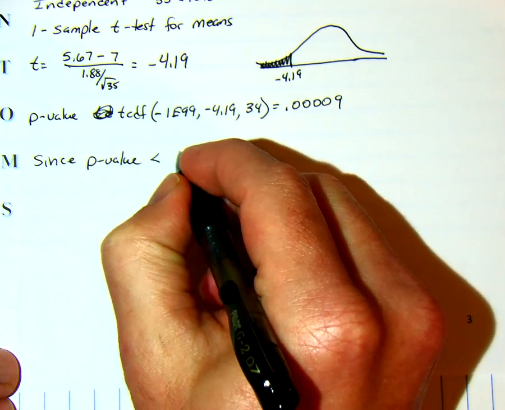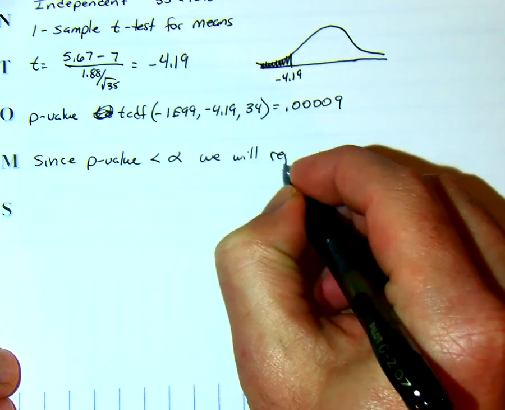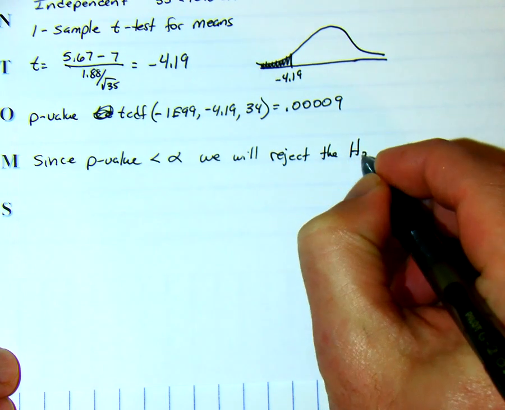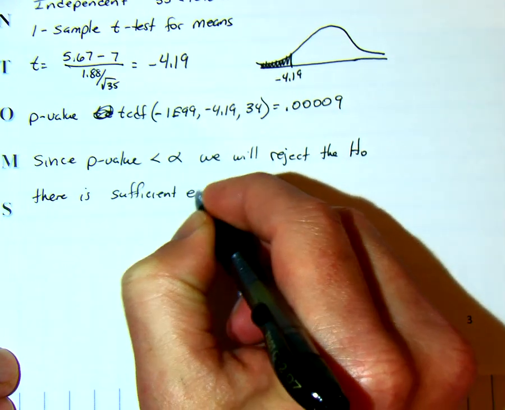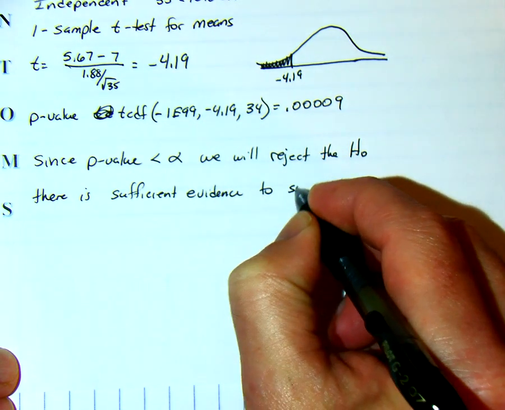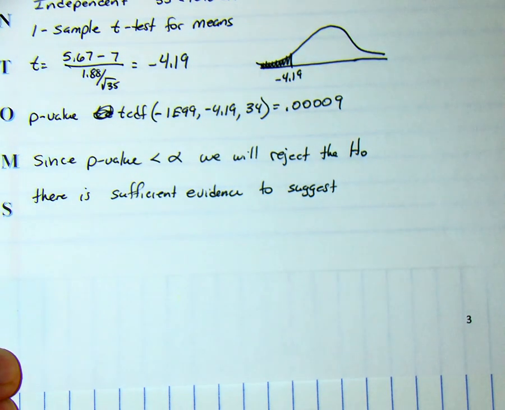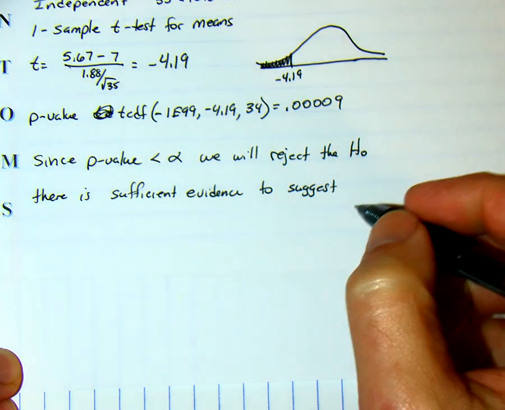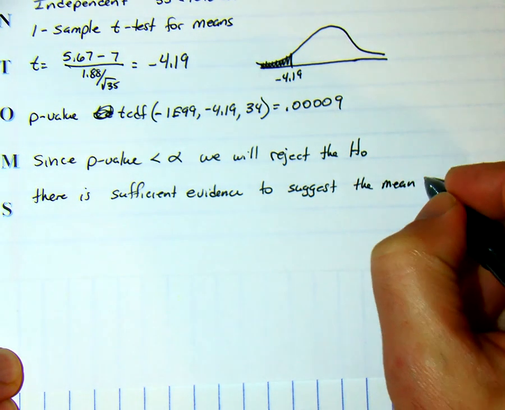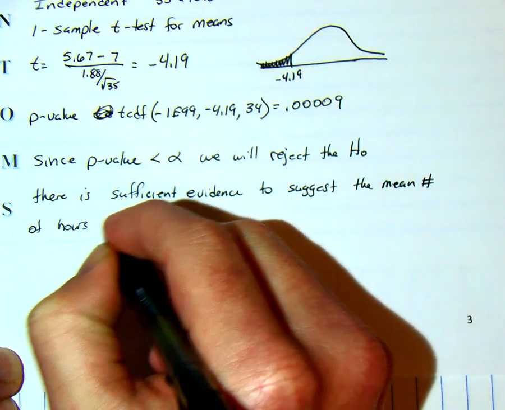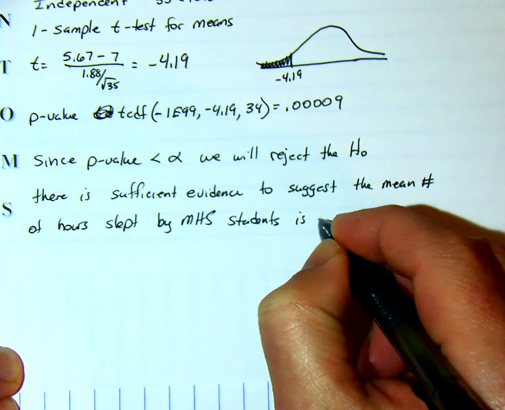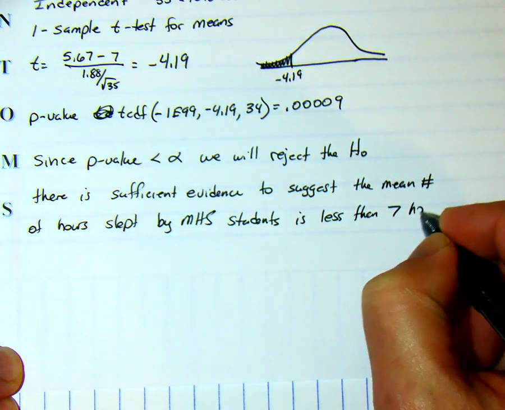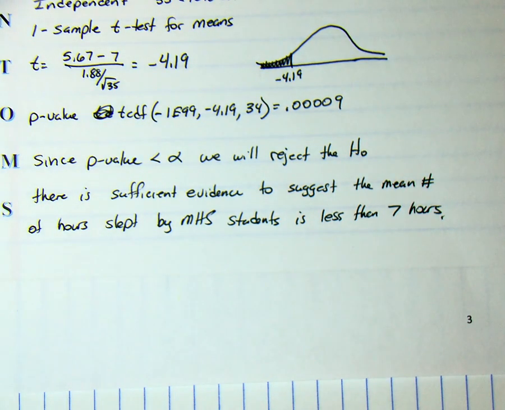So since our p-value is less than alpha, we will reject the null hypothesis. There is sufficient evidence to suggest, and now we roll to our context and our alternate hypothesis language, that the mean number of hours slept by MHS students is less than 7 hours. Okay, so now we have example number 1 out of the way.